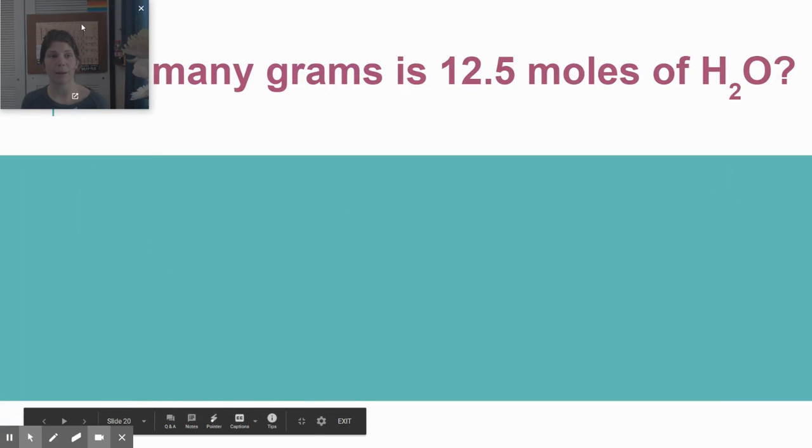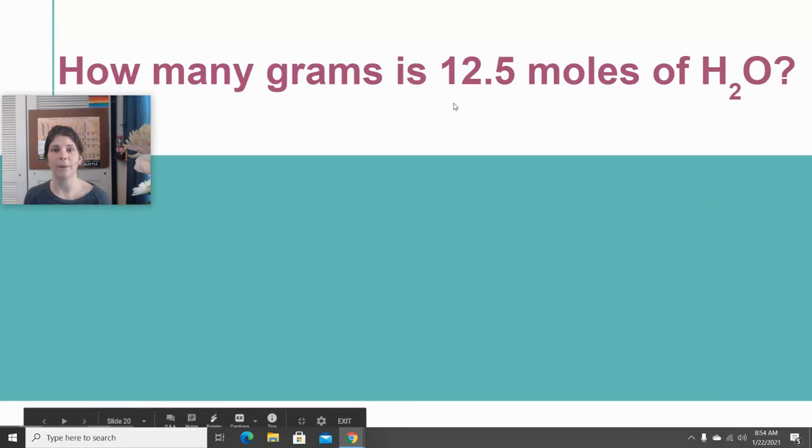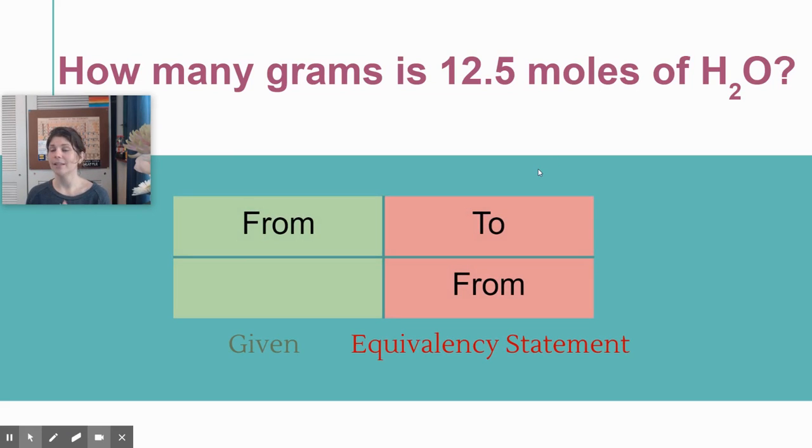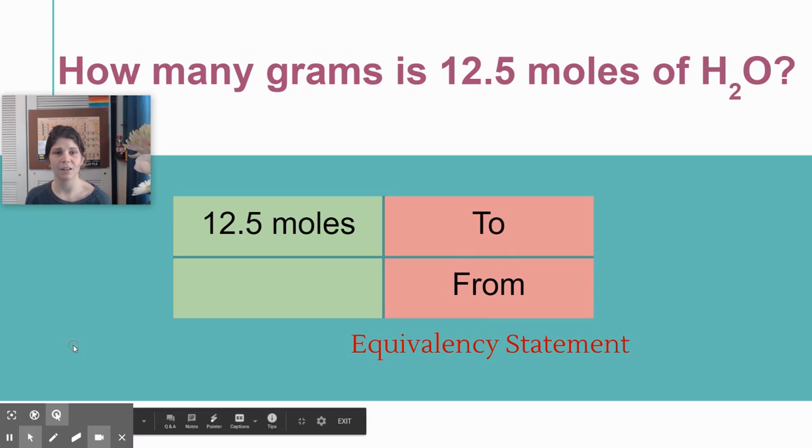Because we're going to do a practice problem. And that practice problem says, how many grams is 12.5 moles of water? So we're using those same dimensional analysis charts that we were using earlier in the year, where we'd put the given in the top left and then the equivalency statement in the right. So in this problem, what is the given? 12.5 moles. So I'm going to stick that where given was.